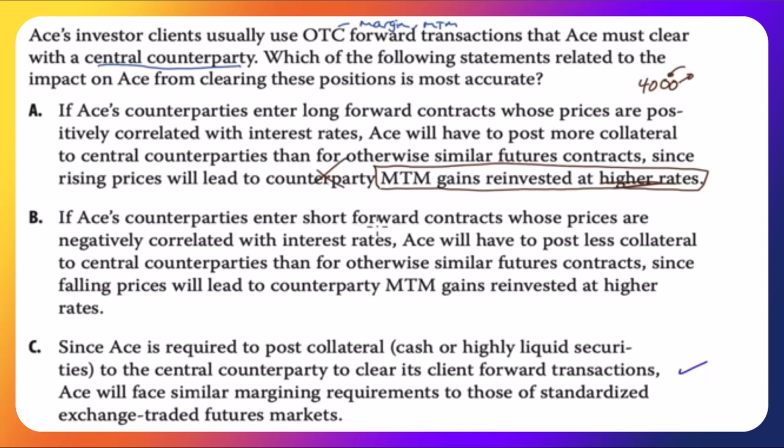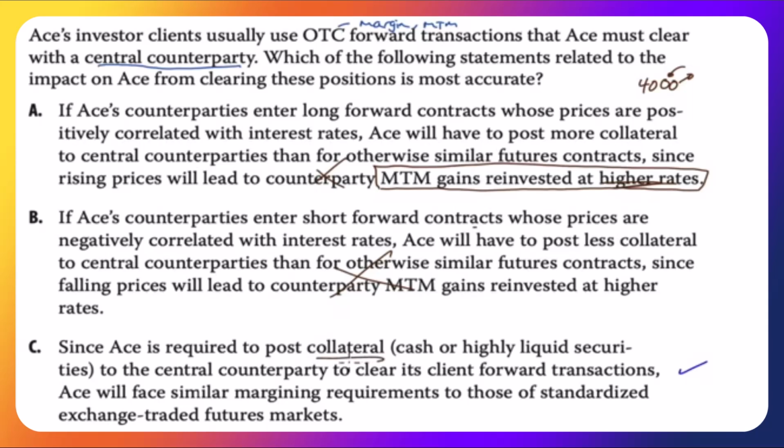If ACE's counterparties enter short forward contracts whose prices are negatively correlated with interest rates, ACE will have to post less collateral to central counterparties than for otherwise similar futures contracts, since falling prices will lead to counterparty mark-to-market gains reinvested at higher rates. The change in interest rates changes your perception of whether you want futures or forwards, but does not change the margin requirement. And if you have to post a margin and there's mark-to-market for both futures and forwards, it does not matter about interest rates anymore. You would be indifferent anyways.